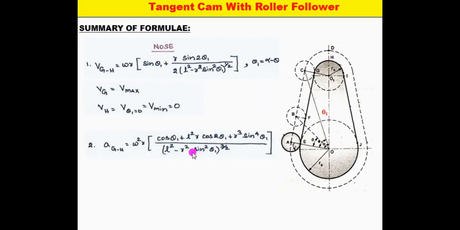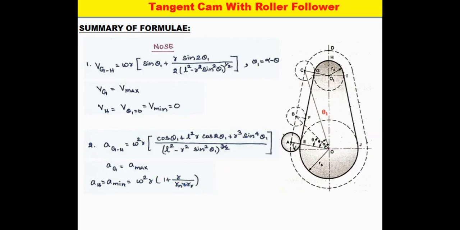Similarly, this formula provides the acceleration between the points G and H. To get the acceleration at the nose, substitute theta 1 equal to 0 in this formula, which leads to this simple formula: omega square r into 1 plus r upon Rn plus Rr.